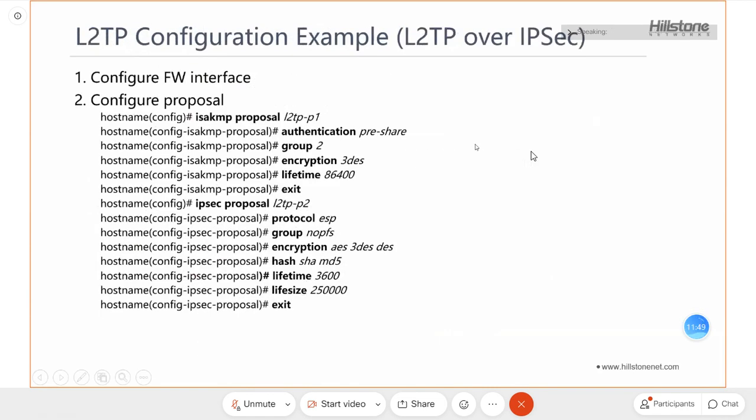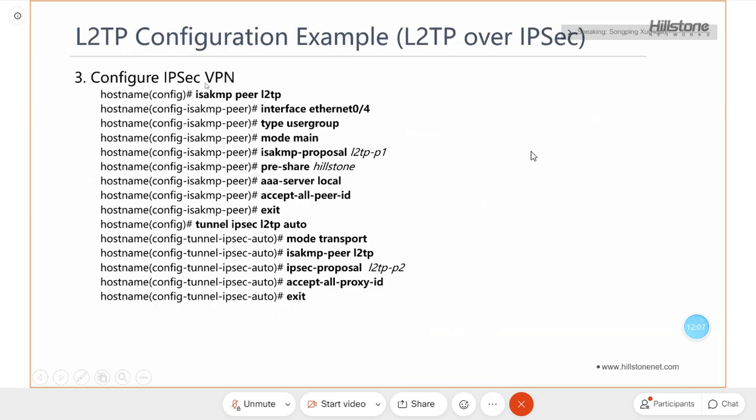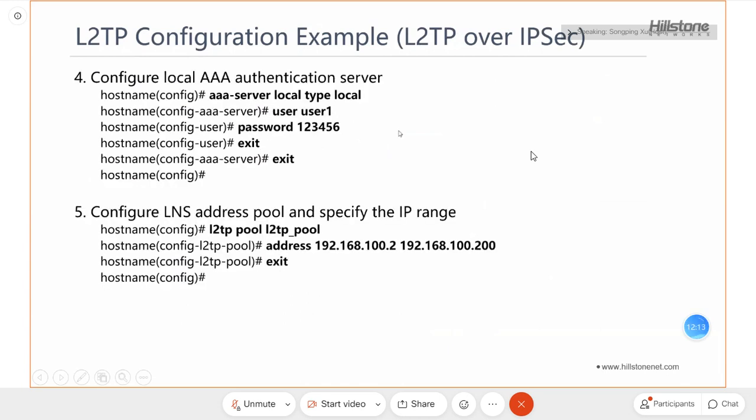So let's have a look at how to configure L2TP over IPsec. First of all, you configure the basic firewall interface, and then you configure the IPsec proposal. IPsec proposal is quite simple, and also for both phase 1 SA and phase 2 SA. And then you need to create the AAA authentication server. In this case, we are using local, and you add the L2TP server address pool, and also add the IP range to the address pool.